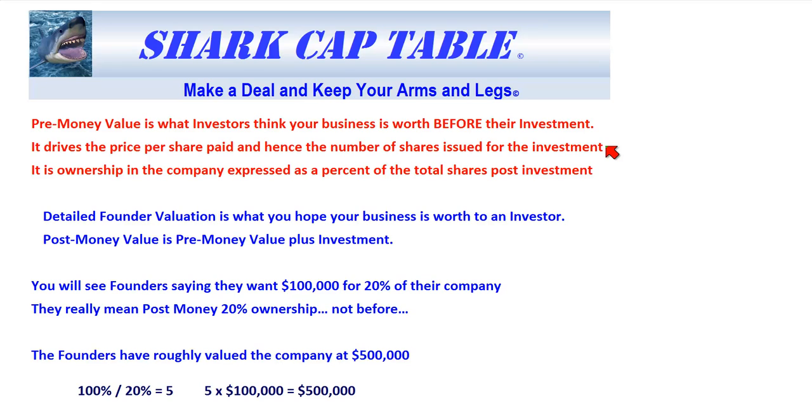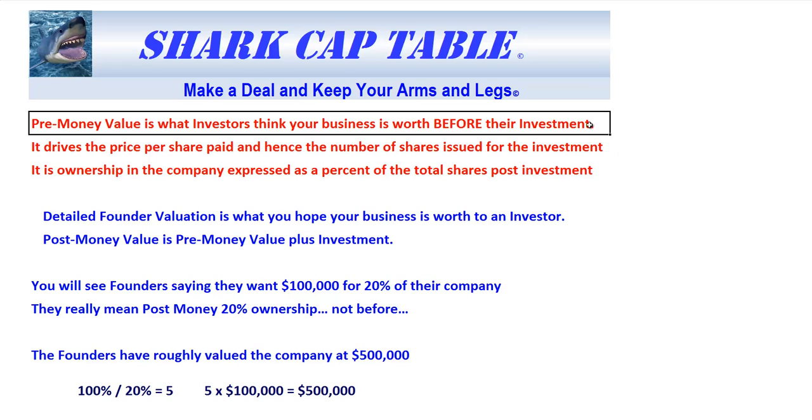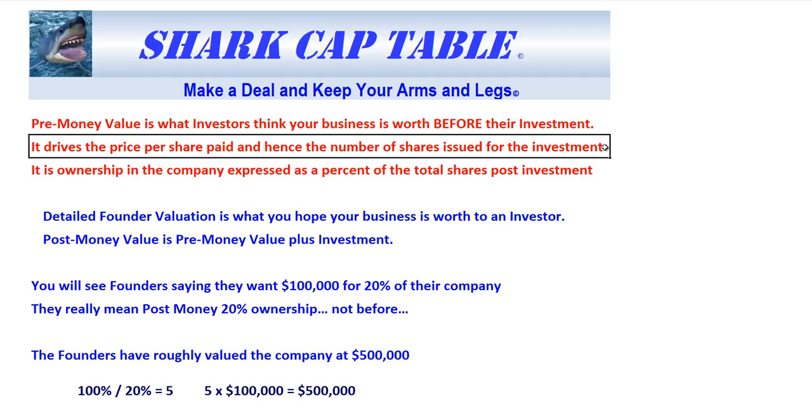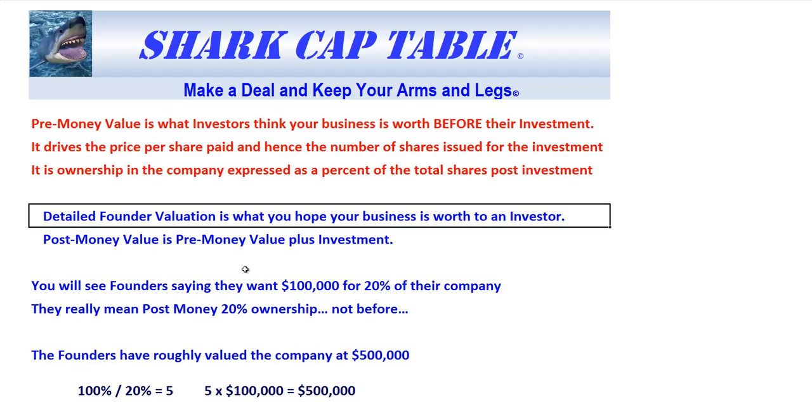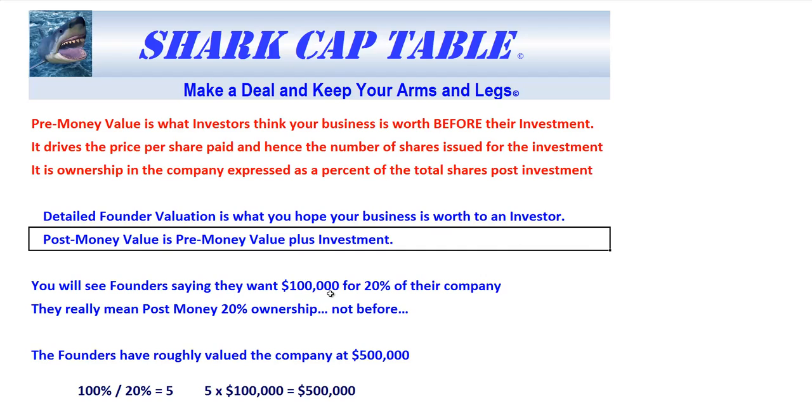Let's examine pre-money value. It is what investors think your business is worth before their investment. It drives the price per share paid and hence the number of shares issued for the investment. Detailed founder valuation is what you hope your business is worth to an investor. And post-money value is pre-money value plus investment.